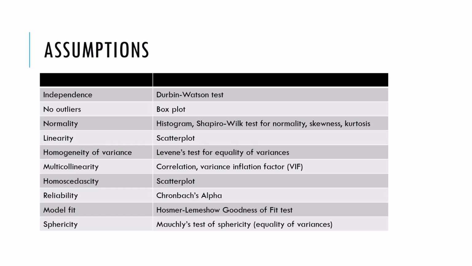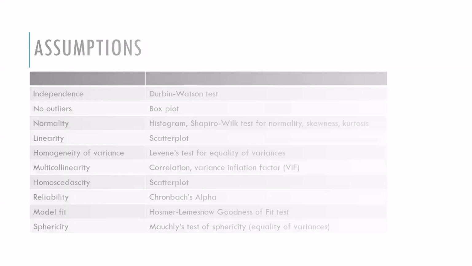You should also be looking at the homogeneity of variance. There's a Levene's test for both the t-test and the ANOVA, testing for homogeneity. There's also multicollinearity, which means these variables are so tightly intercorrelated. So there's what's called a variance inflation factor. You can also just simply run multiple correlations and see how tightly correlated they are. You have homoscedasticity, and you can look at a scatter plot for that. Reliability is the Cronbach's alpha. A model fit, if you're doing a logistic regression, is the Hosmer-Lemeshow goodness of fit test. And then finally, sphericity is a test for equality of variances in regression. And there's the Mauchly's test for sphericity.